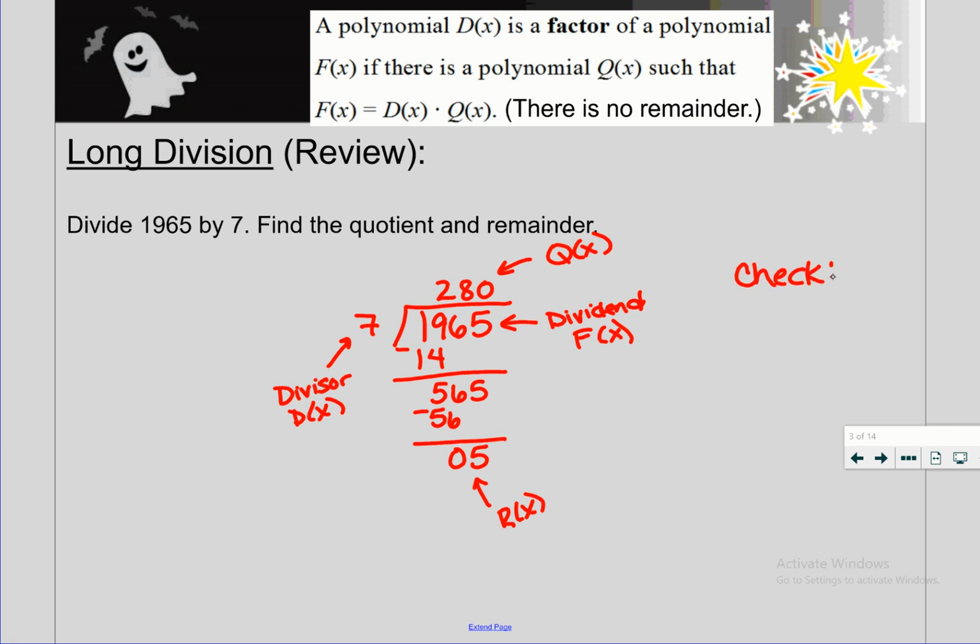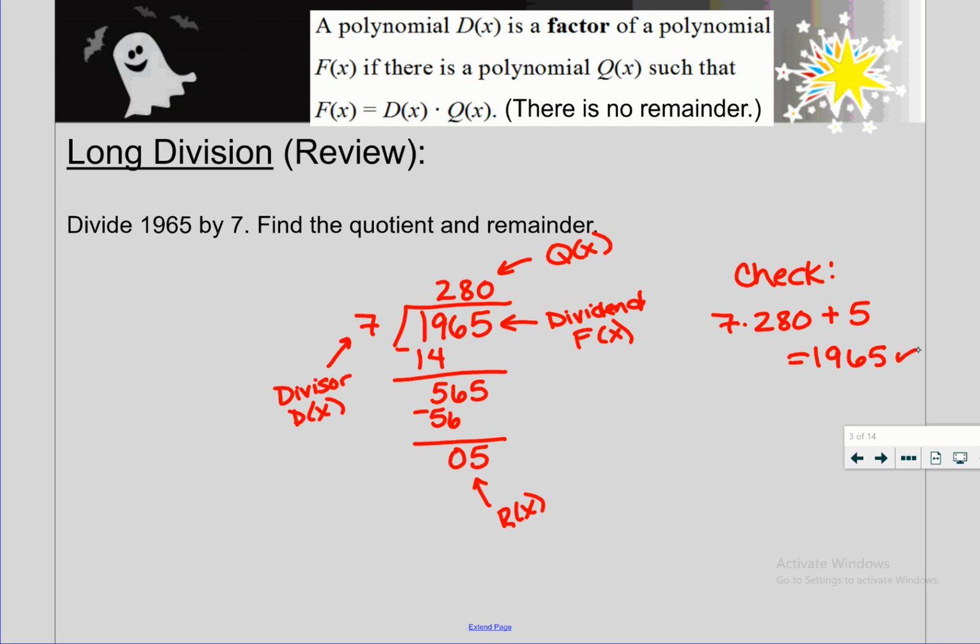This is the division algorithm. It says that 7 times 280, so the guy on the side times the guy on top, or the divisor times the quotient, plus the remainder will equal my original number. And this is one that you could just type in your calculator: 7 times 280, add on 5, make sure it gets back to 1965. And again, you want to always make sure that the remainder is smaller than what you started with.